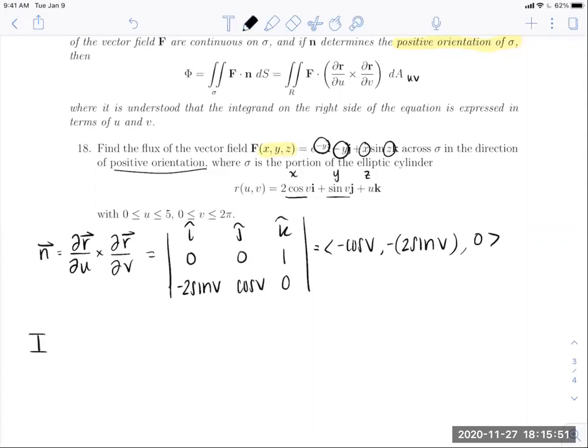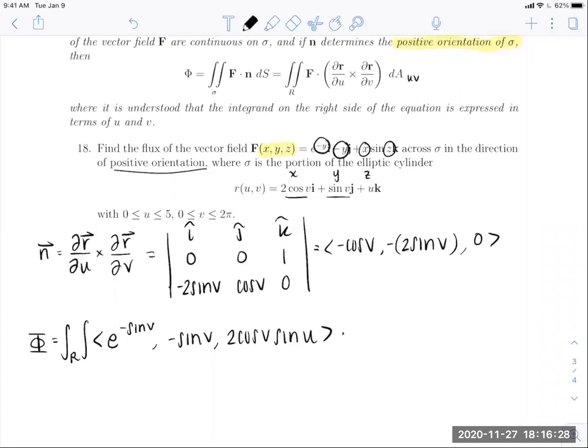I'm going to set up my flux equation. I'm going to write this as the double integral over R of, first, my vector field F, but as a function of u and v. So instead of e to the negative y, it's e to the negative sine v. Negative y is just negative sine v. And then x sine z becomes 2 cosine v sine u. All right, so this is my vector field F evaluated at the component functions x, y, z.